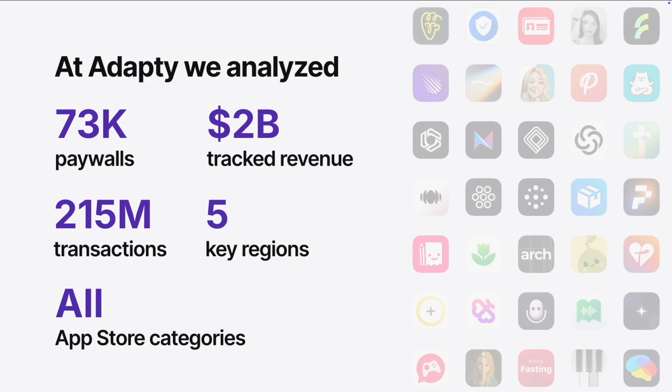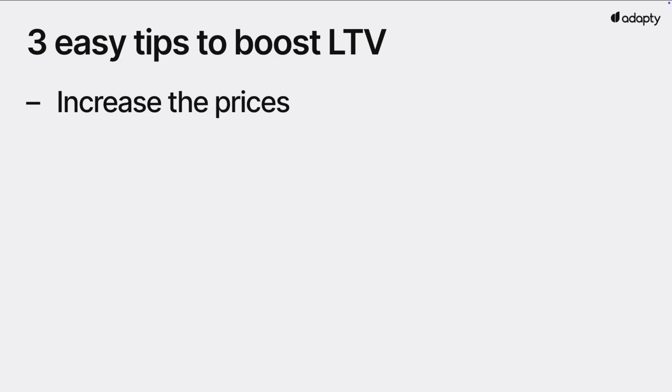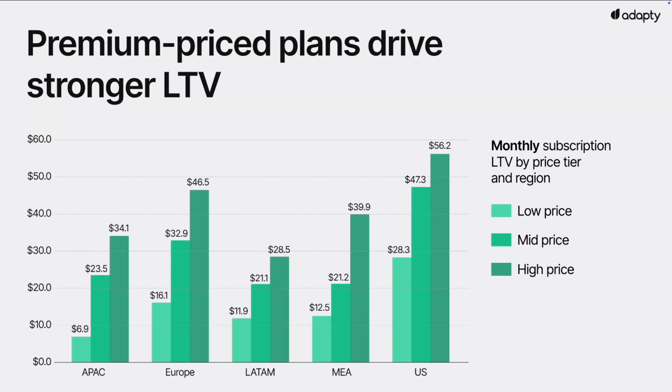So as I mentioned earlier, we analyzed 215 million transactions to get an understanding of how different pricing and different paywalls affect the revenue of mobile applications, and here are some results. I will share just 3 easy tips on how to increase the revenue, how to boost the LTV. The first one is pretty straightforward. Most of the time, if you increase the prices of your application, you will get a higher LTV.